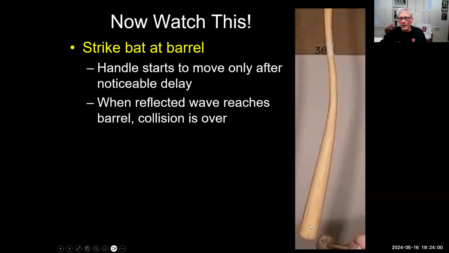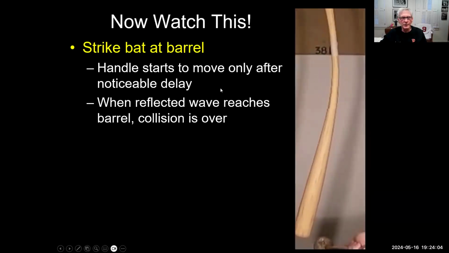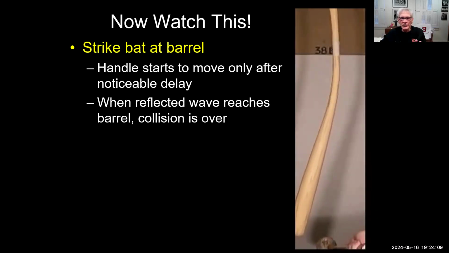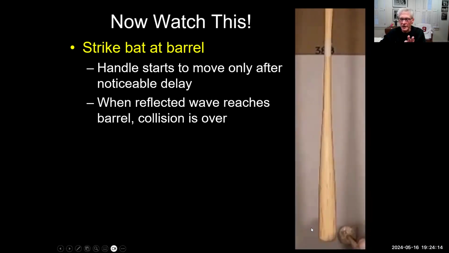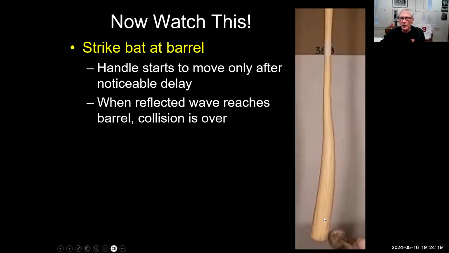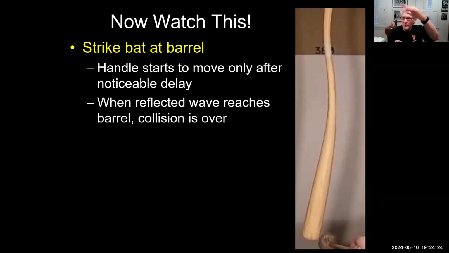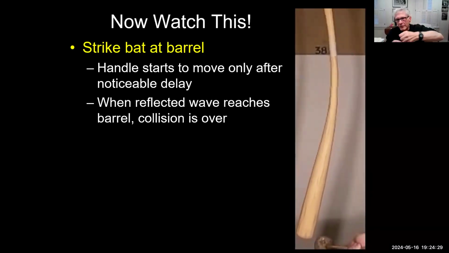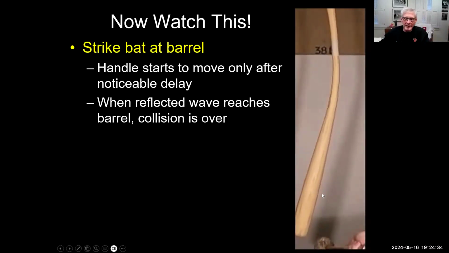Here's what I want you to look at. Look at the motion at the top, in the knob region. What you should be able to see is that the handle starts to move only after a noticeable delay after I initially struck the bat. It takes time. A little wave is produced at the impact point, and that wave ripples up the bat. It bounces off whatever is up there, the knob, your hands, whatever, and it reflects back down again.